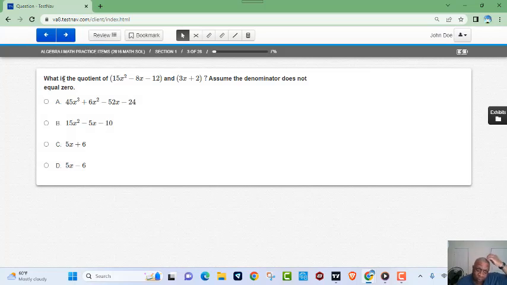Okay, question 3. What is the quotient of 15x squared minus 8x minus 12 and 3x plus 2? Assume the denominator does not equal 0. Whenever they say assume the denominator does not equal 0, they basically mean that you're never going to have 0 as an answer in your denominator. You're going to have a real answer. So let's see how we can use DESMOS to answer this one.